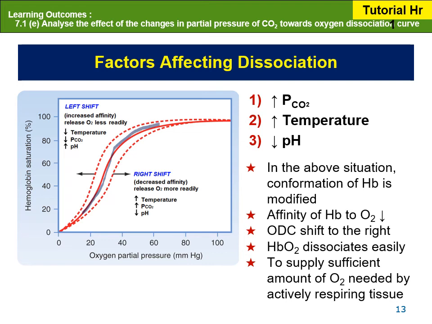Okay, and then bila berlaku the above situation, maknanya dalam keadaan partial pressure of carbon dioxide is higher, temperature also higher, and pH pula lower, the ODC akan shift to the right. Okay, dia akan berganjak ke sebelah kanan dan ke bawah lah. Okay, ODC shifts to the right. So di mana oxyhemoglobin dissociates easily, to supply a sufficient amount of oxygen needed by actively respiring tissue.